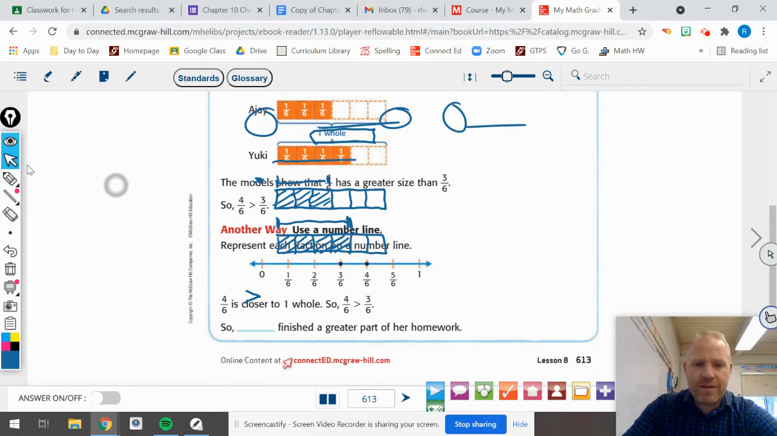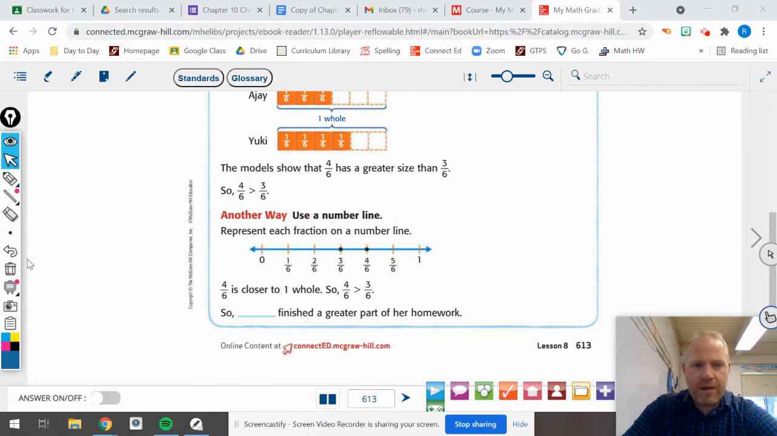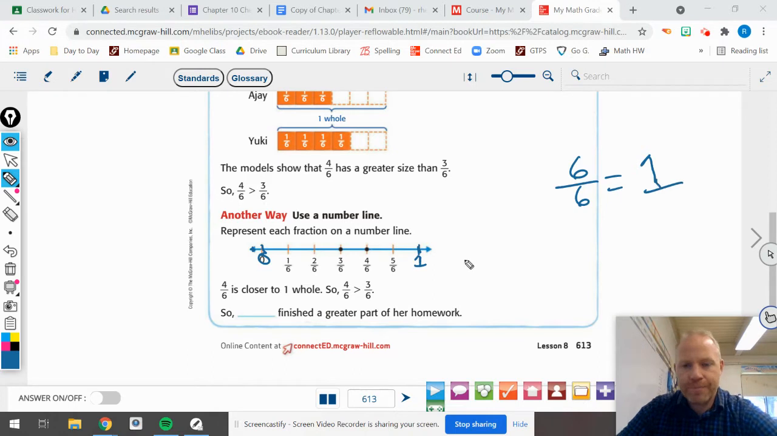Another way to look at these is to use a number line. So we can draw a number line to represent a fraction. We can represent the fraction by starting off with 0. 0 would be no parts, and 1 whole would be all the parts. So remember, when we had 6 as a denominator, if we had a 6 as a numerator, this would equal all parts, or 1 whole.